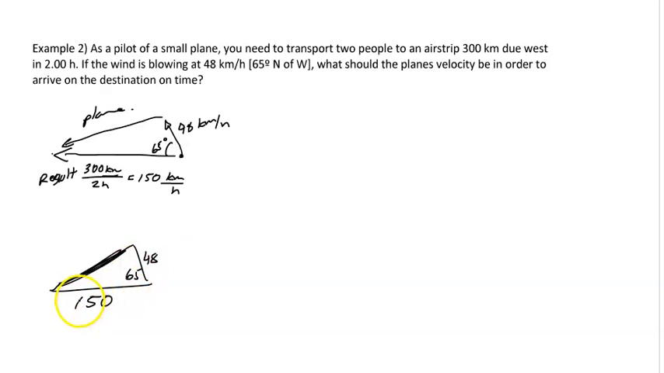If you are unfamiliar with the cosine law, we are going to do this with vector addition. And so we're going to break apart this 48 kilometers per hour into its components. Right? So let's take a look at this one specifically, this 48 kilometers per hour. It's 65 degrees. We're looking for the components in the x and y.